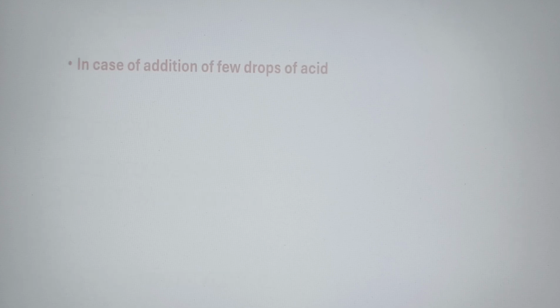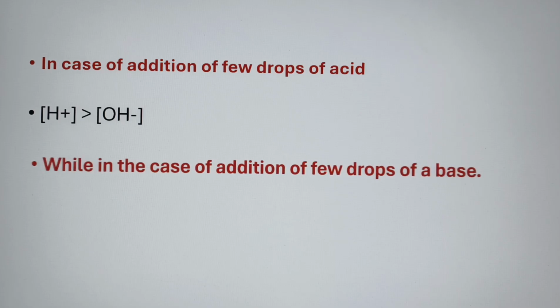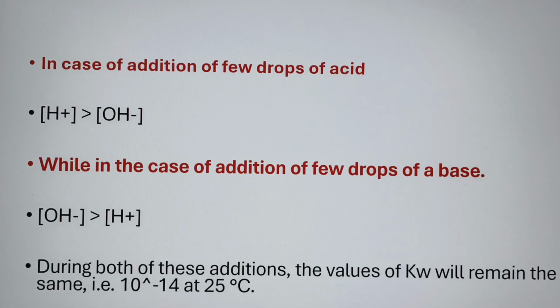Now we see acid-base chemistry. When we add acid to water, the concentration of hydroxide ion decreases and the concentration of hydrogen ion increases. But if we add base to water, the concentration of hydroxide ion increases and the concentration of hydrogen ion decreases. But the value of Kw remains almost constant at 25 degrees centigrade.